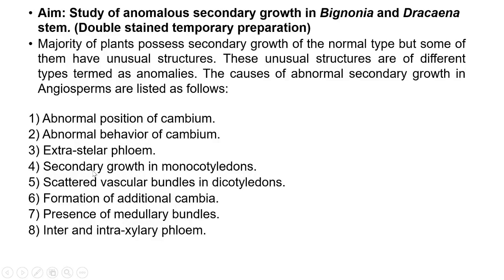Because Dracaena is one of the best examples, which is a monocot but shows secondary growth, but that secondary growth is abnormal. Fifth cause is scattered vascular bundles in dicots, formation of additional cambia, presence of medullary bundles, inter and intraxylary phloems. Now these are the 8 causes which are responsible for the development of abnormal secondary growth or anomalous secondary growth.